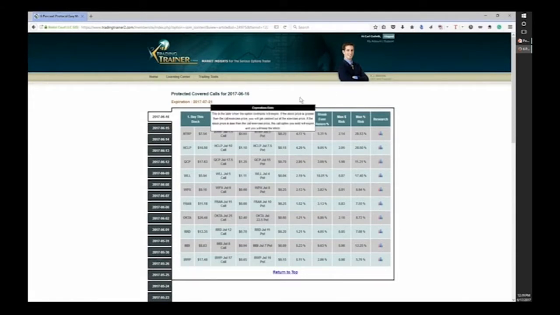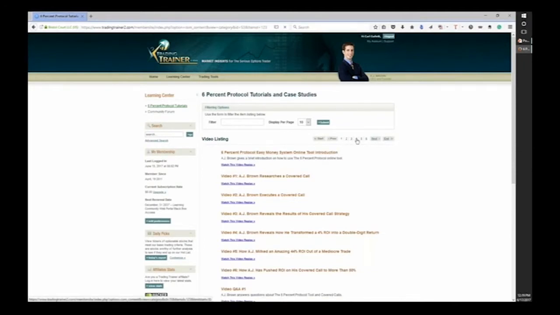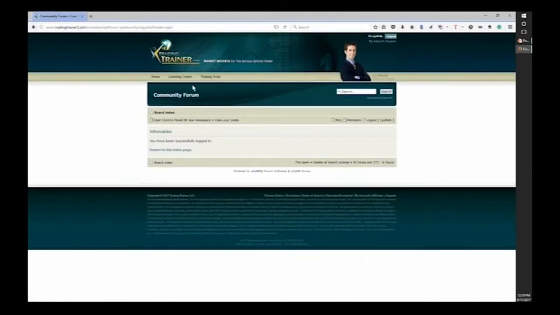I'm a little bit more aged than that now. You can see the screener right here, and then under the Learning Center, you've got videos and videos of tutorials on how to do different types of trades. And then you even have the community forum where you can get private and public help.